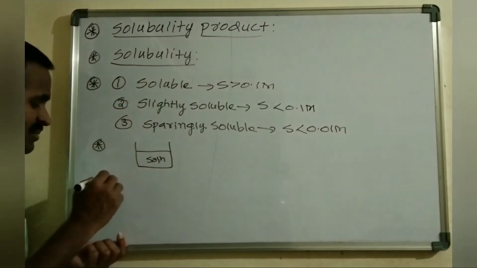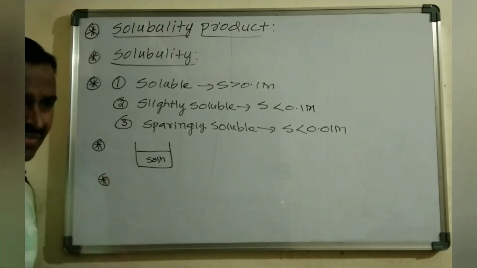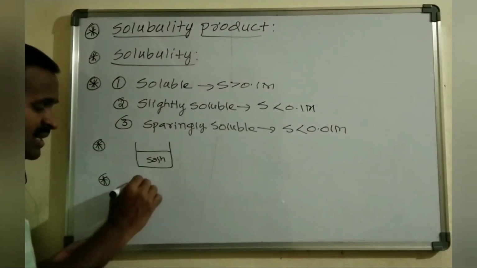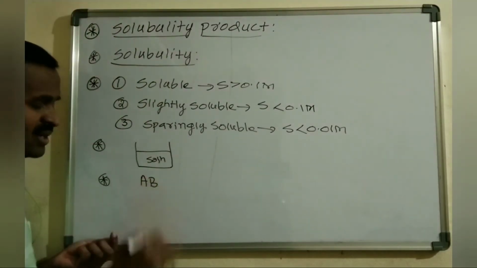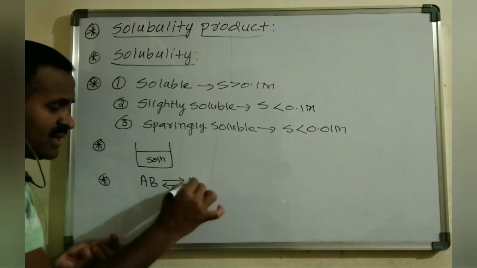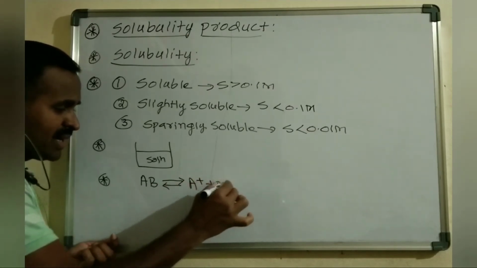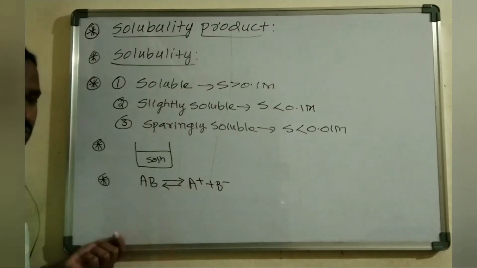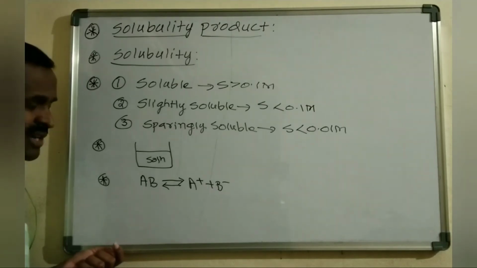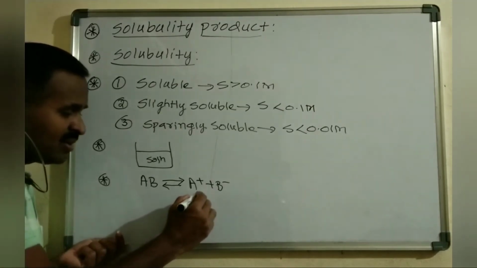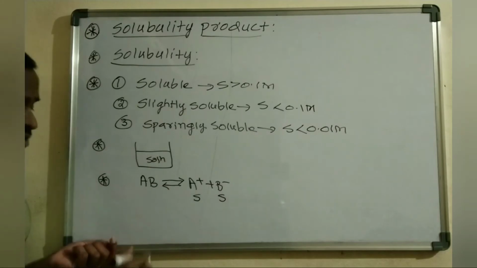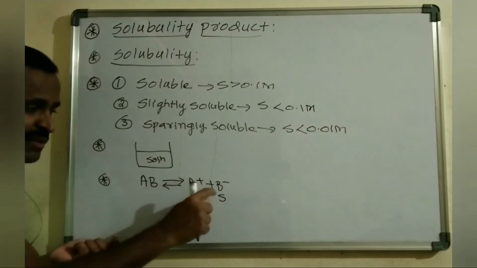Solubility product can be defined as the product of the concentrations of the ions in solubility equilibrium. Suppose I take AB as a sparingly soluble salt. It dissociates into A plus and B minus. There exists an equilibrium between A plus, B minus and the AB molecule. Such an equilibrium is a solubility equilibrium. In it, the solubility of A plus is S and that of B minus is also S, so the stoichiometric coefficient of each is 1.